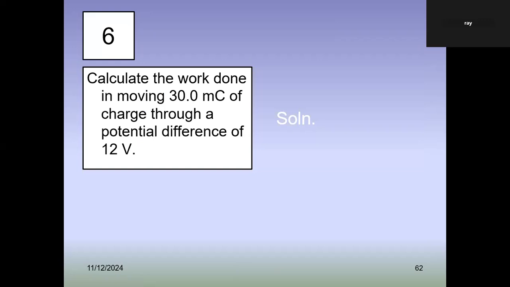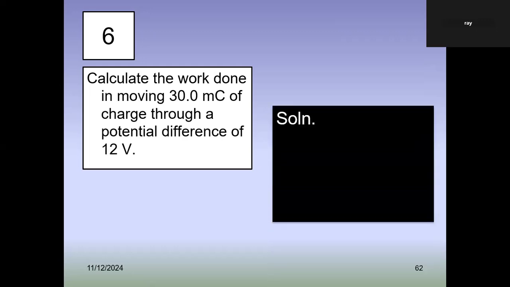Okay, number 6. What's the answer? Basically, I'm trying to get you to use the formula as well. Okay. This will be worth 1 mark. Simple calculation. Yep, what's the answer?